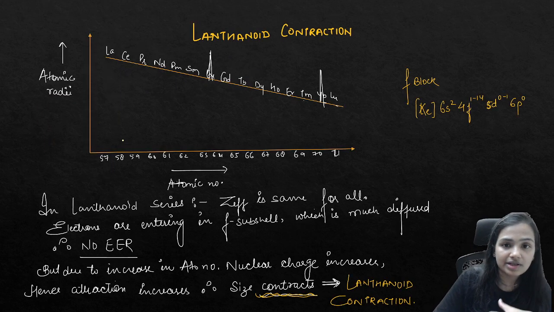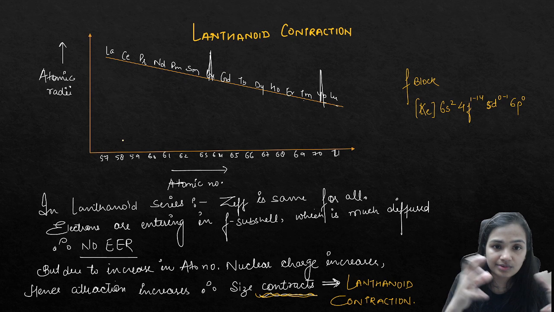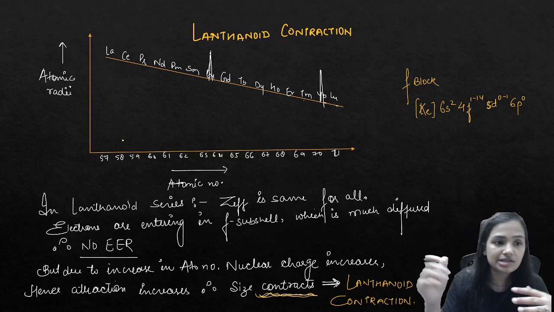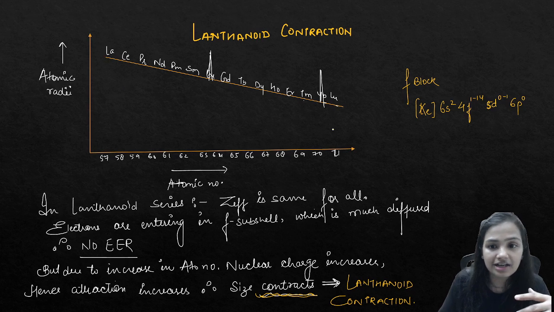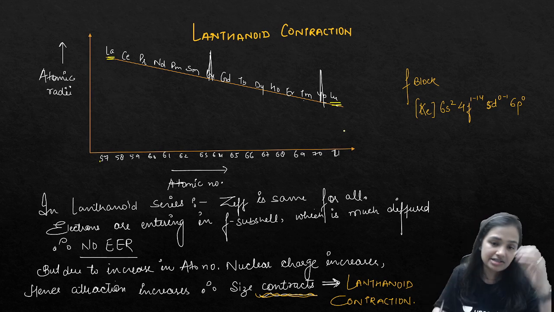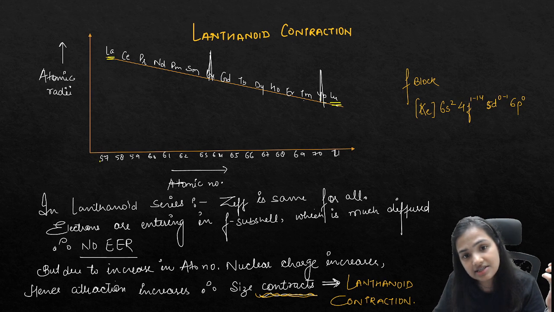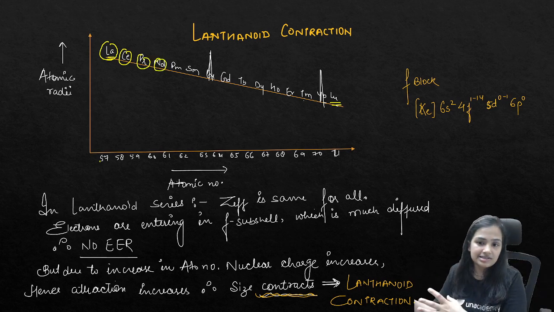Now there is one more thing that I would like to tell you, that is the lanthanoid contraction. We have found that in the lanthanoid series, if we go from La to Lu, La being 57 to 71, that is our lanthanoid series, there is a gradual decrease in size. La is bigger in size, then Ce, the size decreases. So why is there a decrease in size?